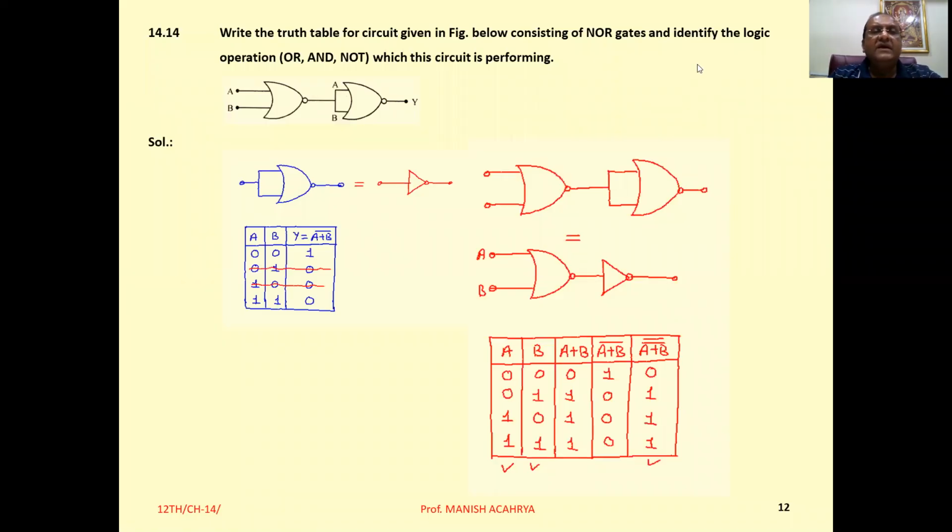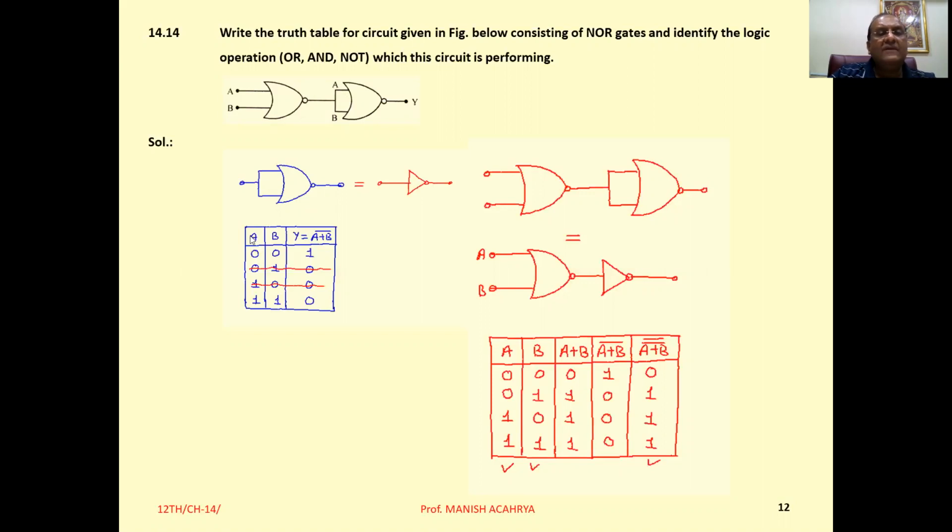14.14. Write the truth table for the circuit given in the figure below, consisting of NOR gates, and identify the logic operation which this circuit is performing. Now see this first circuit given to you. A NOR gate, and then after it, the second NOR gate is short circuited. See here, first consider the short circuited NOR gate.